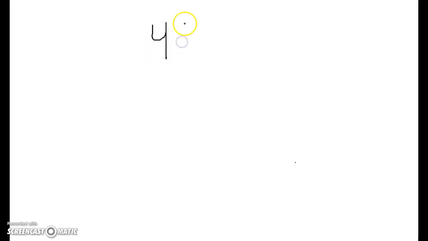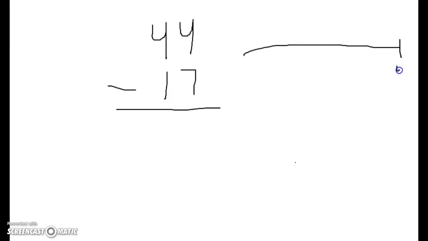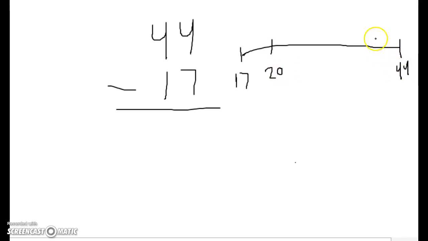Let's do 44 minus 17. I won't show you the math trick anymore. I think we all know how to do it that way. But let's look at it on the number line. Here's 44. Here's 17. I need to know what I need to get from 17 to 44 because that's the difference. 17, I go up to my next closest 10 because 10s are easy. They're my best friend.